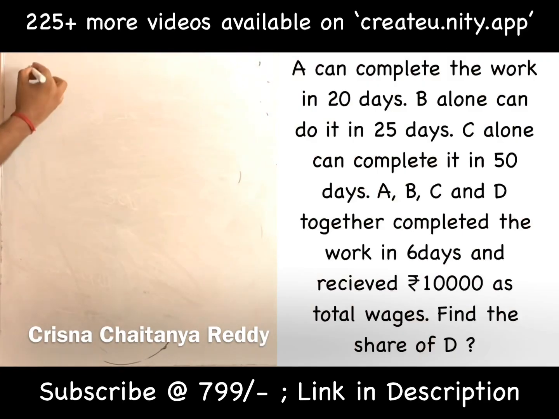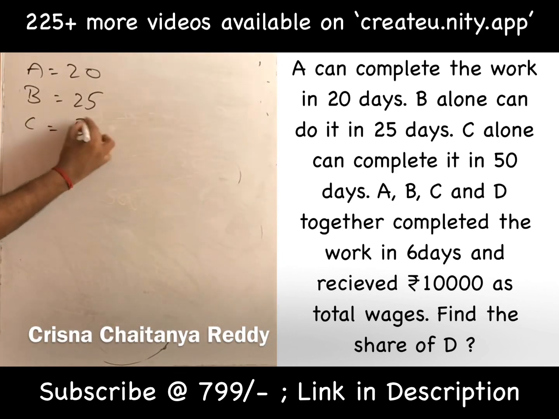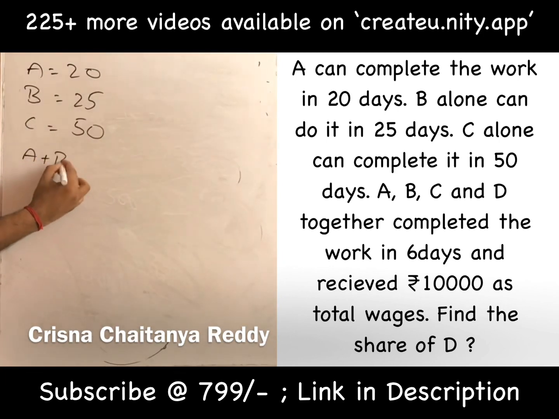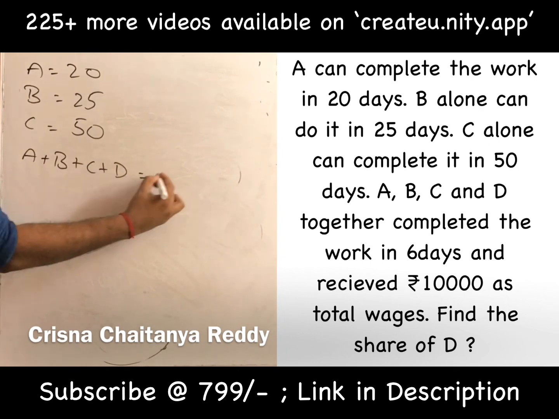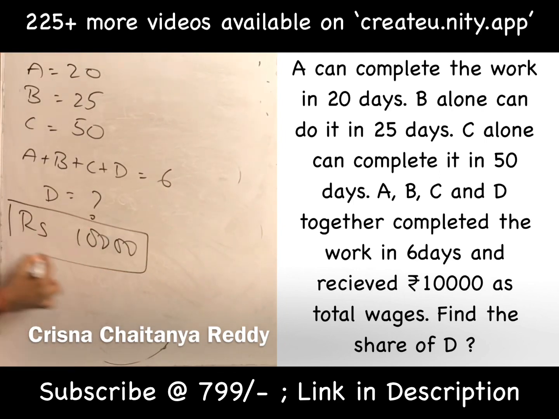A can complete the work in 20 days. B can complete the work in 25 days. C can complete the work in 50 days. A, B, C and D have completed the work in 6 days. Find D's share if total share is rupees 10,000. We all will do it together.